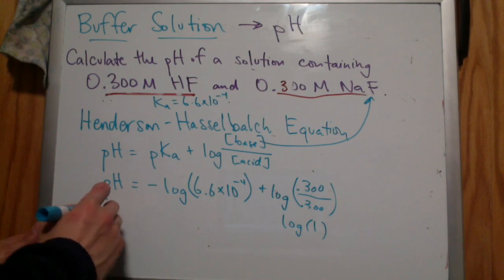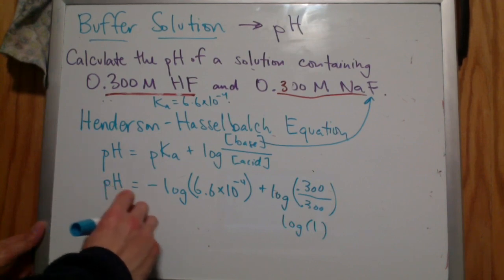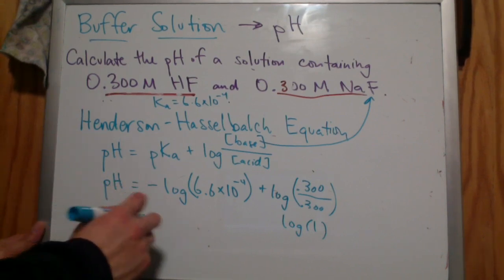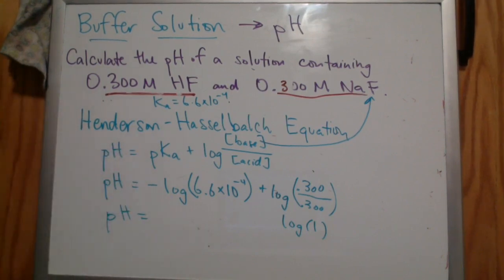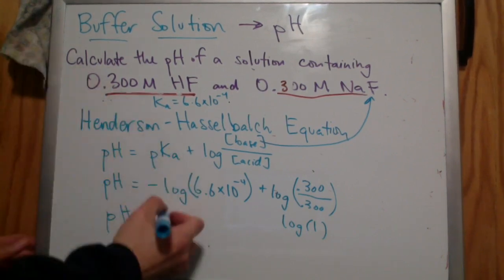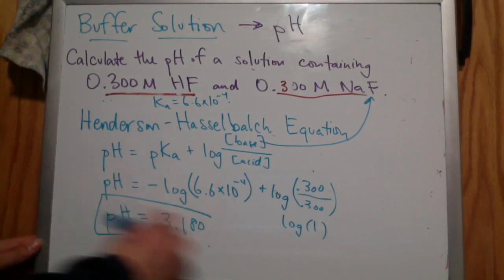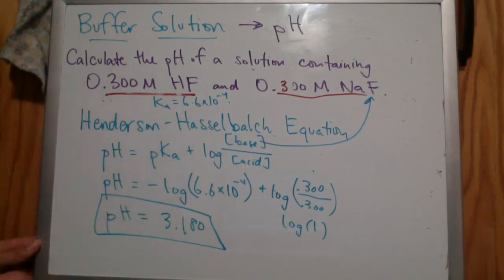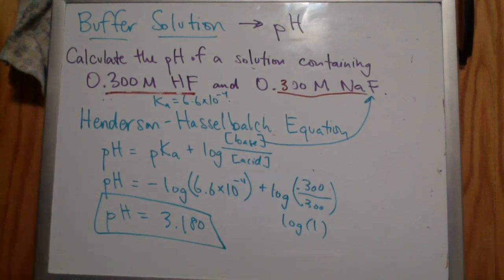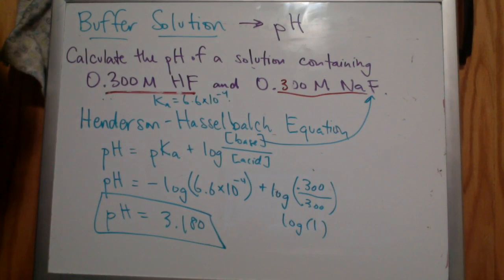And then so we have pH equals the negative log of 6.6 times 10 to the negative fourth, which we already figured out was 3.180 from the previous one. So this is also another way of calculating the pH of a buffer solution. Which way is acceptable on the AP exam? Both are acceptable. The ICE table or the Henderson-Hasselbalch equation, whichever one you choose.